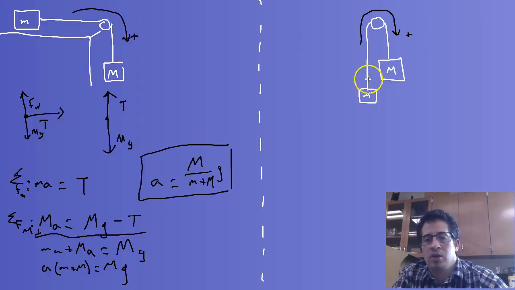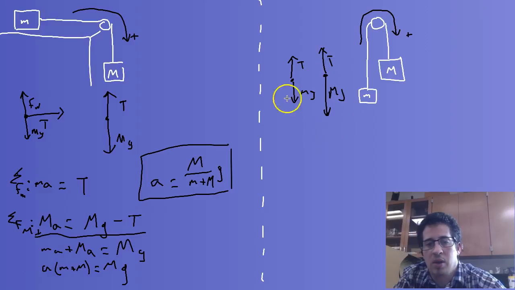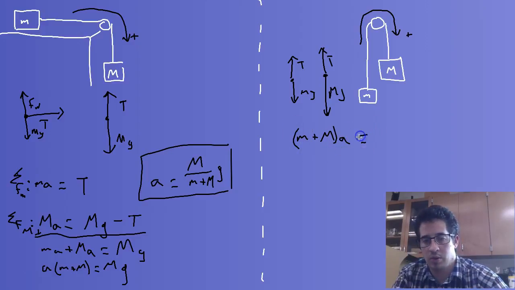So in this scenario, on little m, we have mg this way and T this way. And on the other one, we have big Mg this way and T this way. If we're going to write a net force equation for the whole system in this plane, we're going to have to add the combined masses, m plus M, times their acceleration. So we'll be equal to, in this positive direction, this force mg.